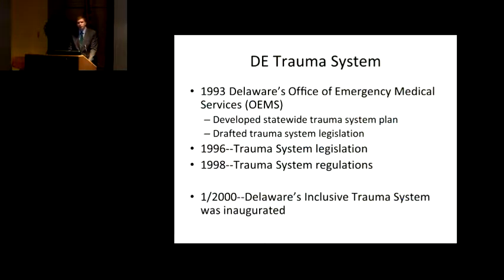The Delaware trauma system was realized as a joint effort through both legislative as well as healthcare personnel. The Delaware Office of Emergency Medical Services in 1993 started the process of a statewide trauma system plan and then drafted legislation for this. In 1996, the trauma system legislation was passed and regulations were enacted in 1998, and the system was inaugurated in January of 2000.